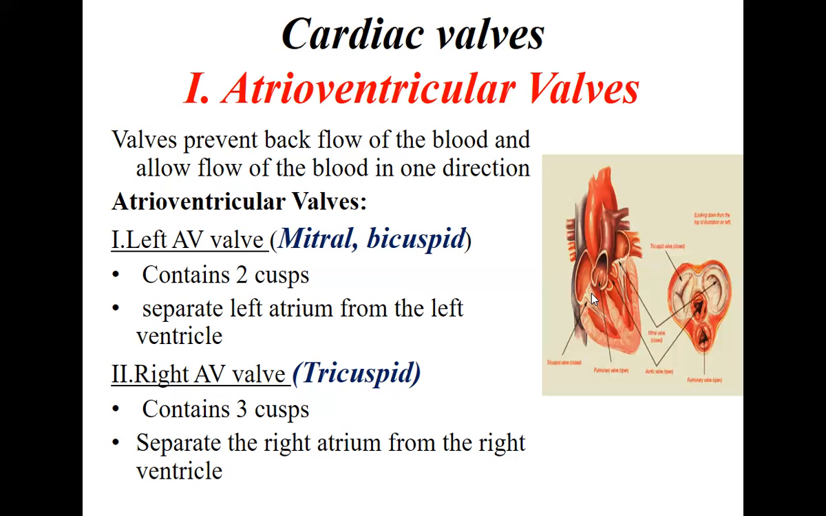Now coming to the right valve, the right atrioventricular valve, which is also called the tricuspid. Why? Because it contains three cusps. If you see here, this is the same valve, one, two, and three. So there are three cusps, and that's why it is called the tricuspid valve. It separates the right atrium from the right ventricle. If you see here, this valve is separating the right atrium from the right ventricle. What is the function of these valves? They prevent backflow, so they allow only one-directional flow of blood.